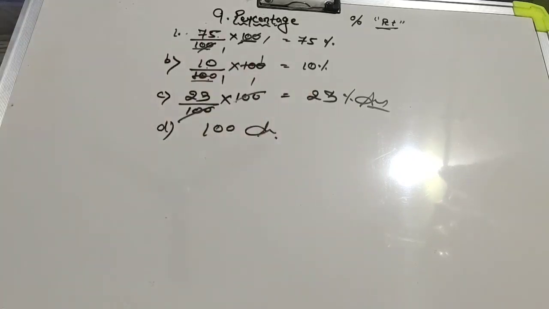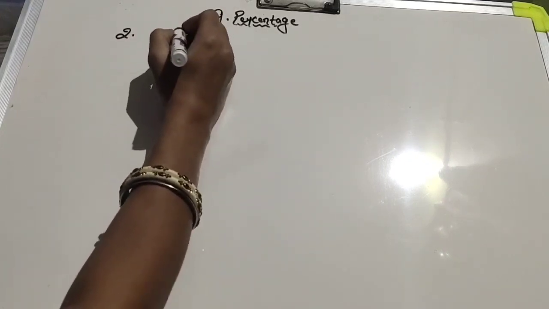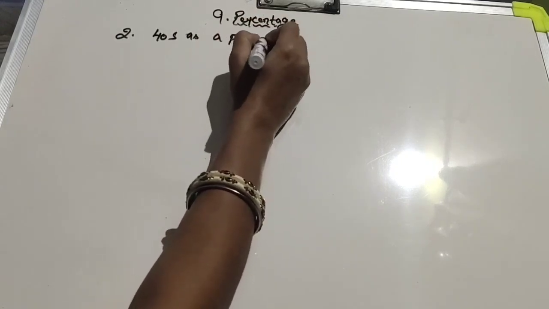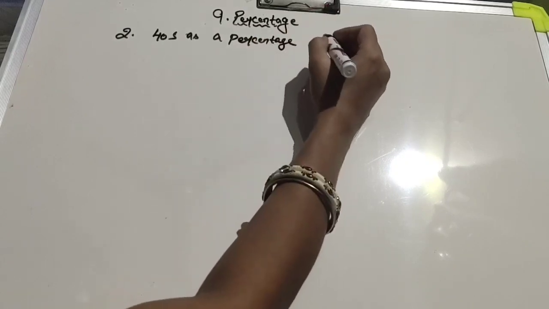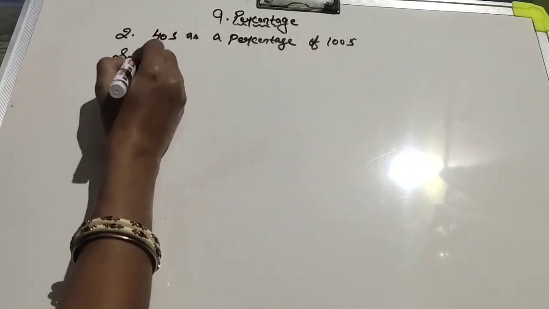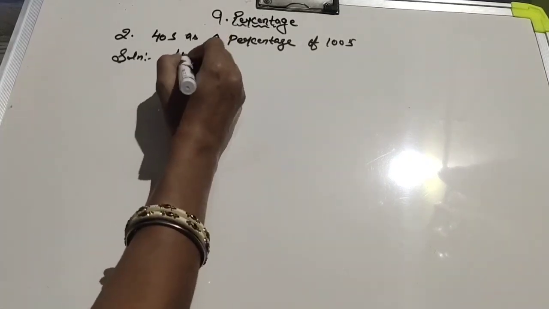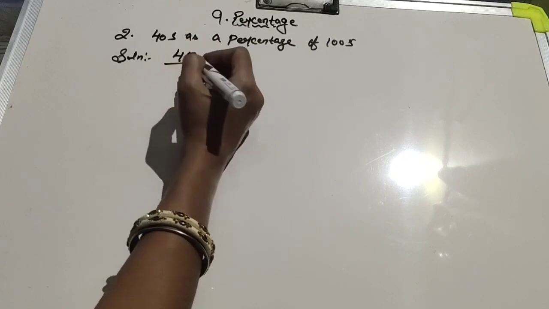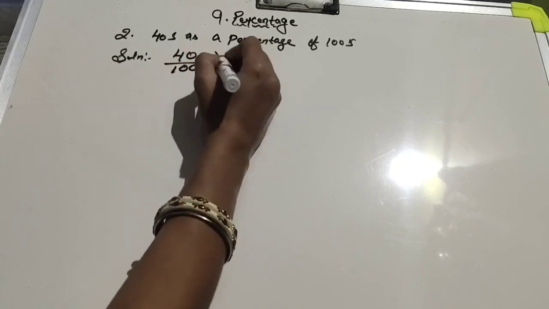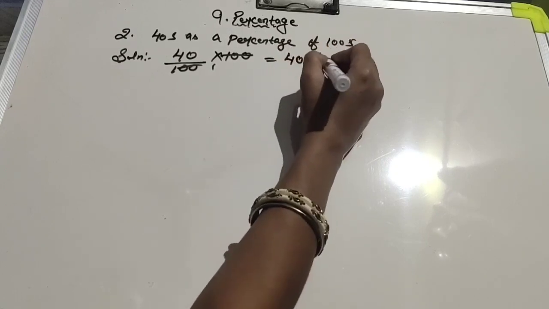Now question number 2. Question number 2 is given: express 40 as a percentage of 100. I will repeat again, 40 as a percentage of 100. What to do? First of all you will write the solution, 40 by 100. Because here we will find the percentage, so multiply with 100. 100 we will cut in the same table. Your answer will be 40%.